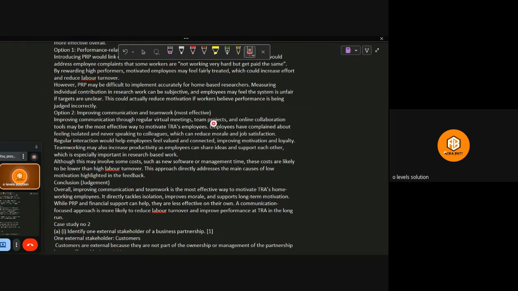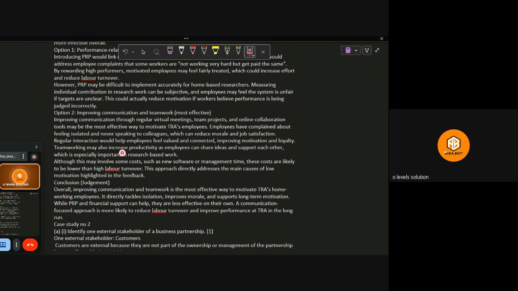So when they are making teams and collaborating online, they will feel that they have companionship. Employees have complained about feeling isolated and never speaking to colleagues, which can reduce morale and job satisfaction, because now they have someone to speak to. And regular interaction would help employees to feel valued and connected, because on a daily basis you will have the virtual meetings and online collaboration, so automatically they will feel valued by the company, and it will improve their motivation and loyalty towards the business.